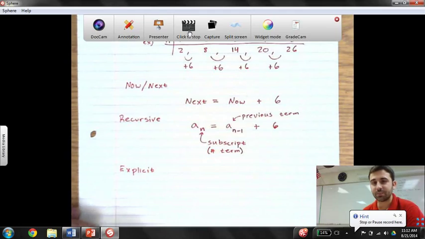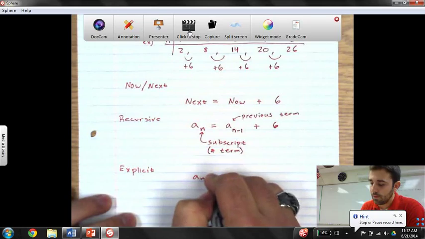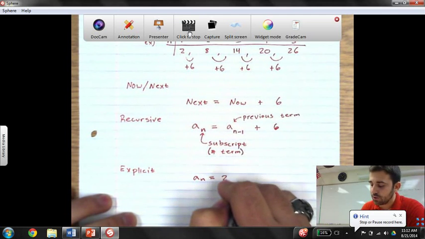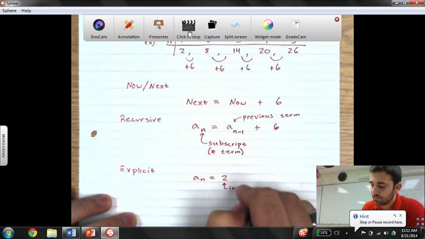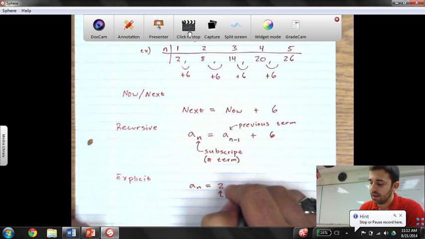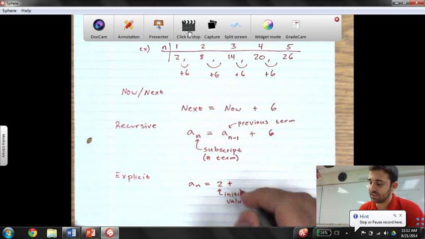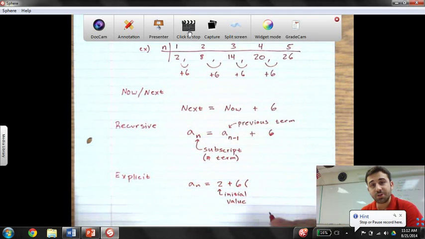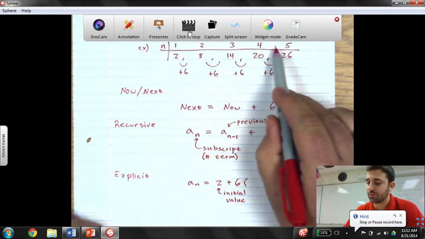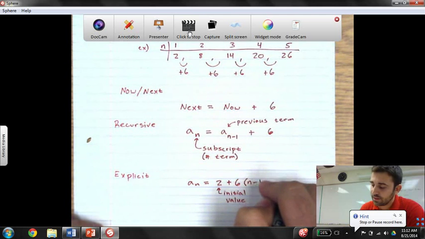Now this explicit type of notation also begins with a sub n, but the difference is we use our starting term or our initial value, which for this sequence is 2. So we have an initial value, and we're going to add to that initial value. Since our constant difference here was 6, we're going to add 6 to our initial value. But to determine how many times we need to add 6 to our initial value, we use the term number. So to find the next term, we have to use the term previously, which is n minus 1.